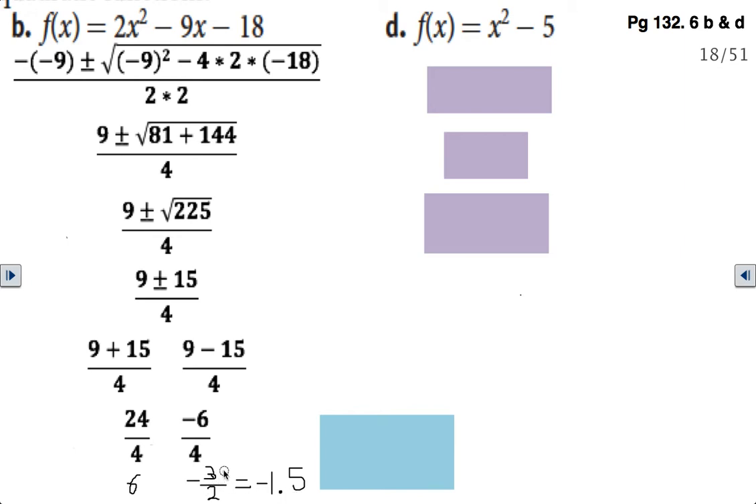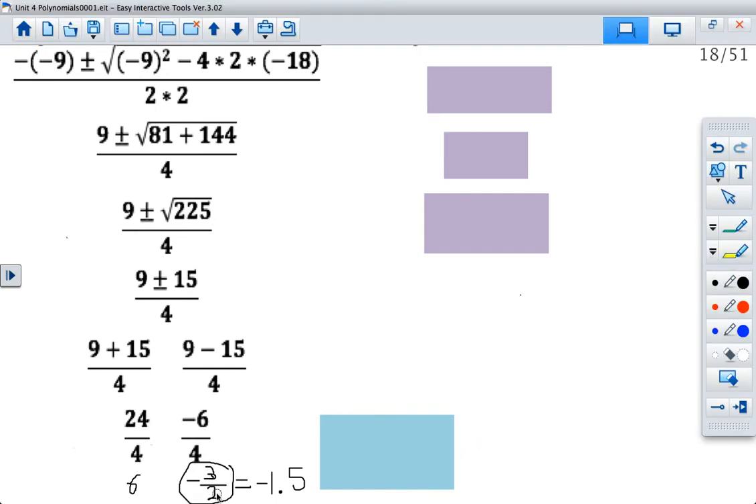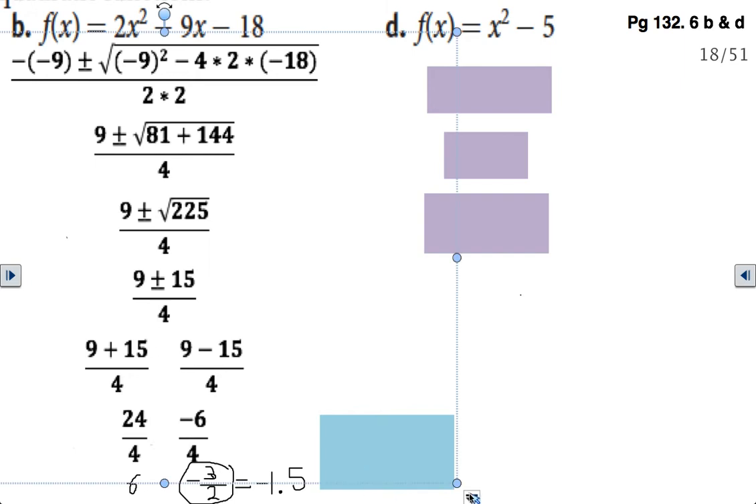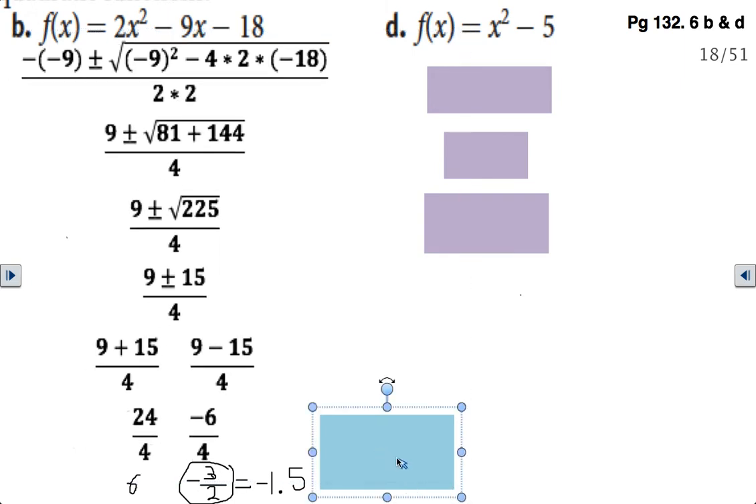But I would actually prefer you to leave your fraction as a fraction, okay? If, let's say, instead of 3 over 2, we had 2 over 3, and you try to convert it to a decimal.